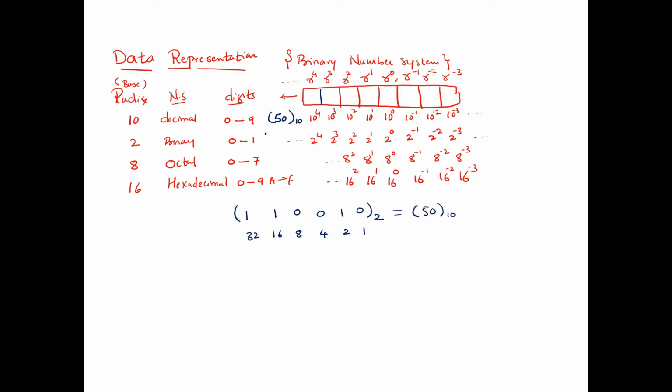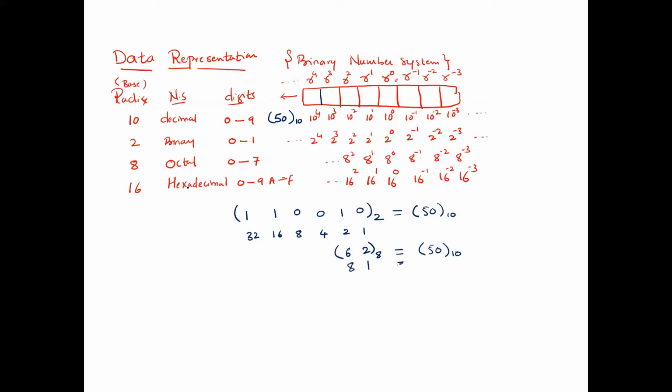Similarly, if I want to write this 50 in octal, then we are supposed to write the octal place values. That is 8 raised to 0, that is 1, 8, 64, and so on. Since 64 is greater than 50, I don't require this 64. So 6 8s are 48, and here we write 2. So in the octal number system, it is written as 62, right? 6 8s are 48 plus 2.